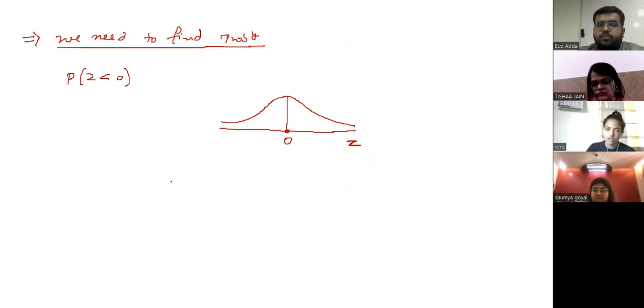Now, so what is the heading? We need to find the probabilities.